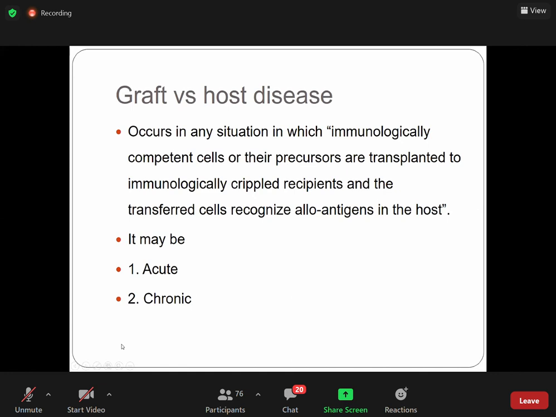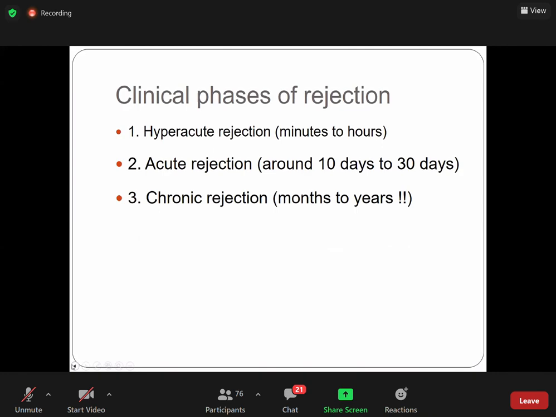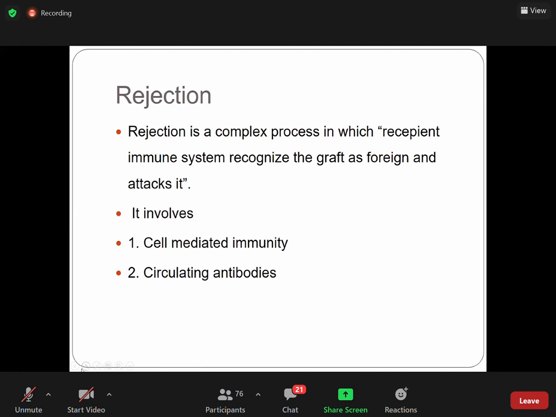Maybe acute. The graft is rejected by the bone marrow cells of the donor. So remember the rejection. What is the rejection? Rejection by the bone marrow cell of the donor. Okay, just a minute to remember all this. The rejection means the host immune system attacks the graft.